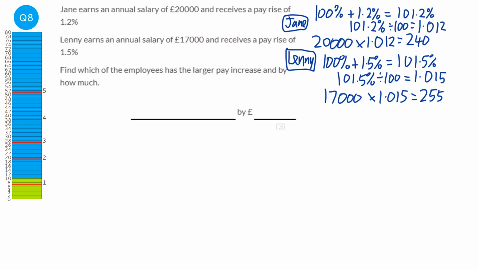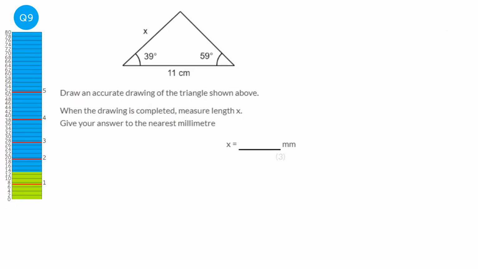So Lenny has 255, Jane has 240, so it says which of the employees has a larger pay increase and by how much. So the answer will be Lenny, and it's by £15 because that's the difference between these.